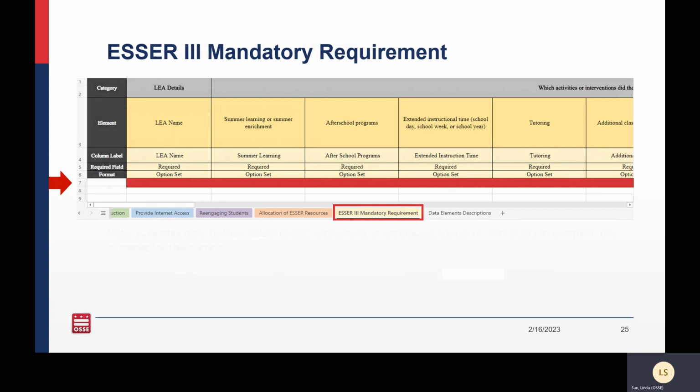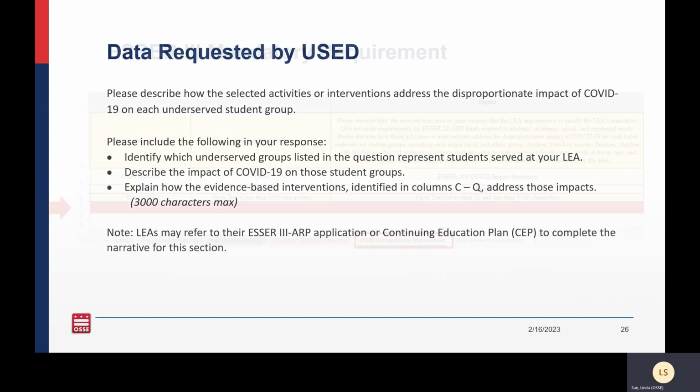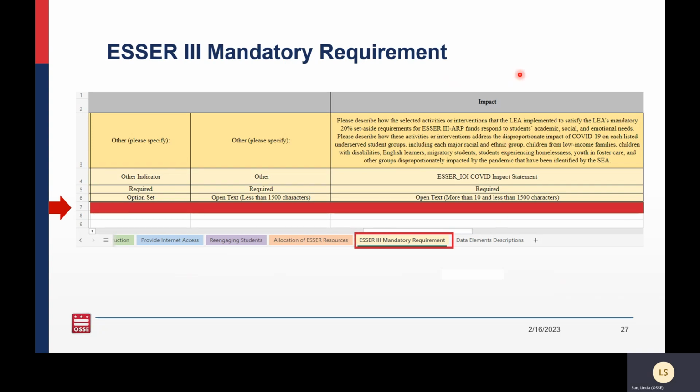So let's move to the next slide so you can actually see it. So it's a cell here. You would write it into this Excel cell, and anything that you mark true on in these prior columns over here, you would need to describe in this one narrative. We do recommend that you pull language from your ESSER 3 ARP application as well as your continuing education plan so that you don't need to rewrite stuff that you've already written. There is a 1,500 character limit, so you might need to do some editing, but would recommend that you use those two things as a starting point to fill out this narrative.